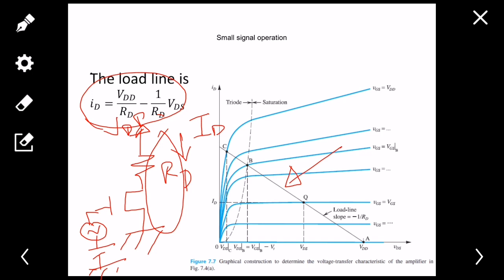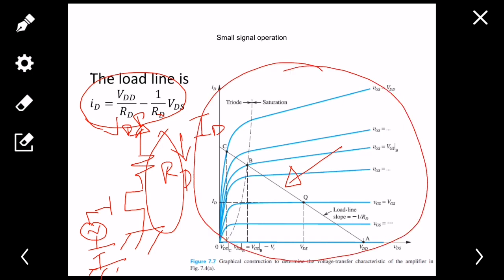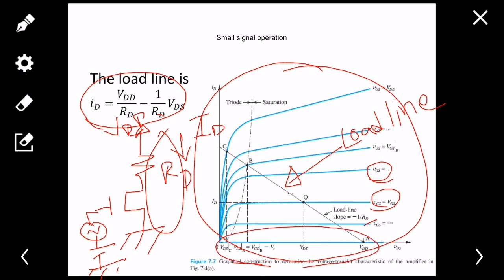And if I superimpose the various ID/VD curves, then I will get this picture, the whole thing. So this straight black line is known as the load line. I have already discussed these things in the class, but to give you an idea. So what I'm having right now is different gate voltages and a set of drain to source voltages.